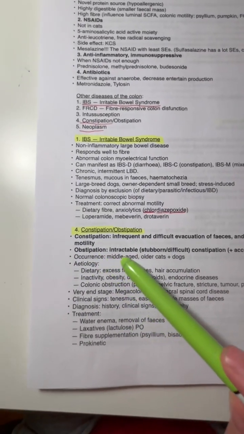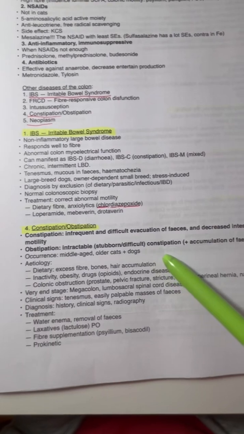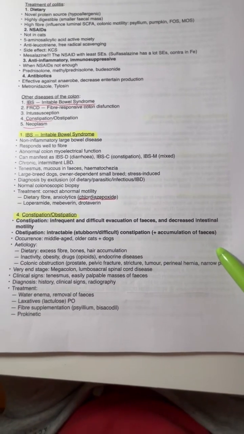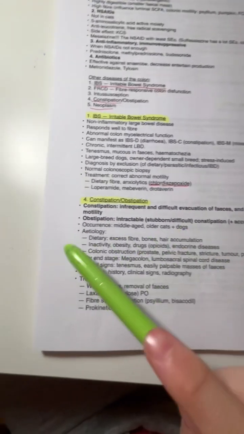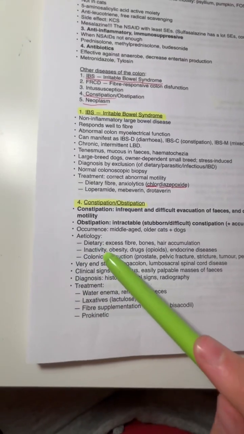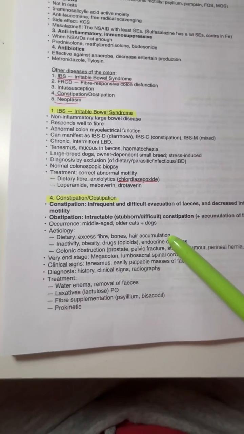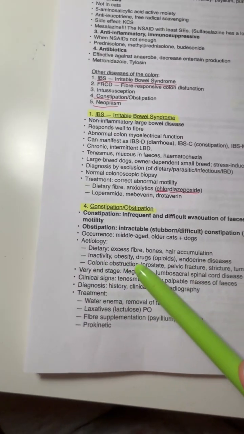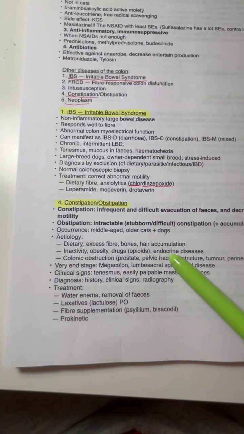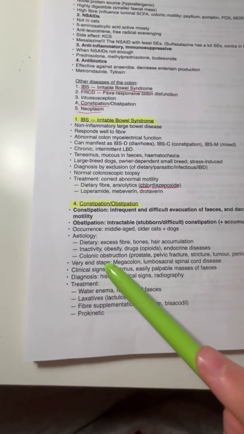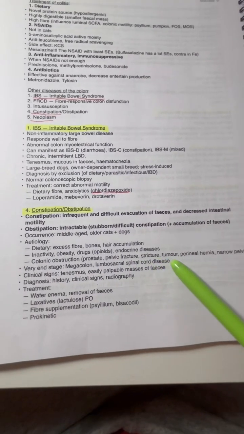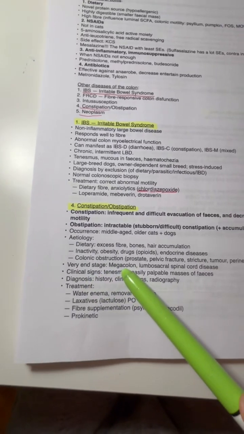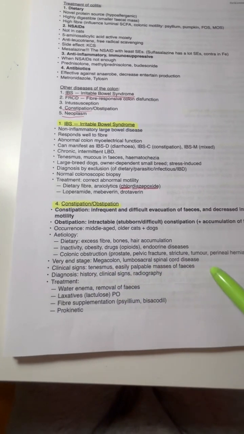Constipation is an infrequent and difficult evacuation of feces and decreased intestinal motility. Obstipation is the intractable, stubborn, or difficult constipation and the accumulation of feces. The occurrence is typically in middle-aged or older cats and dogs. The etiology, when it's dietary, is from excess fiber, bones, and hair accumulation. Or inactivity, obesity, drugs such as opioids, and endocrine diseases. Or colonic obstruction, such as an enlarged prostate, pelvic fracture, tumours, or perineal hernia. At the very end stage, we can see megacolon and lumbosacral spinal cord disease.